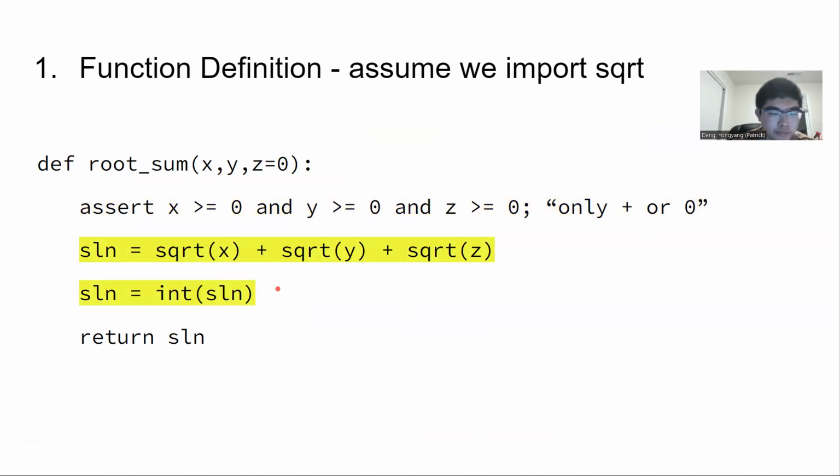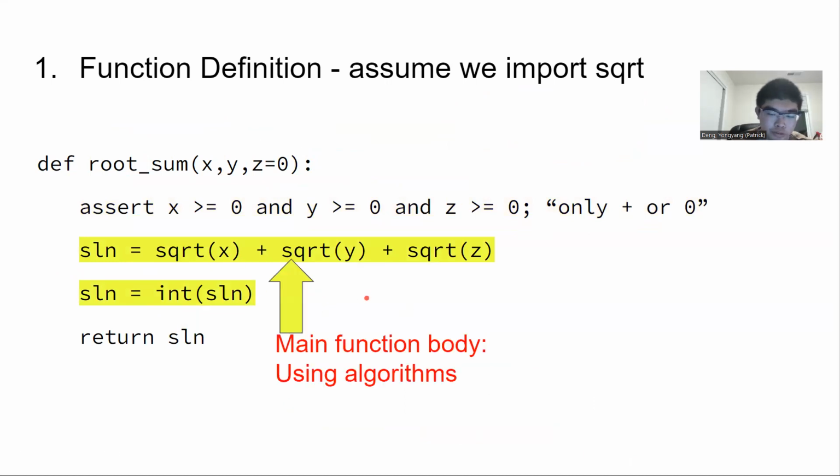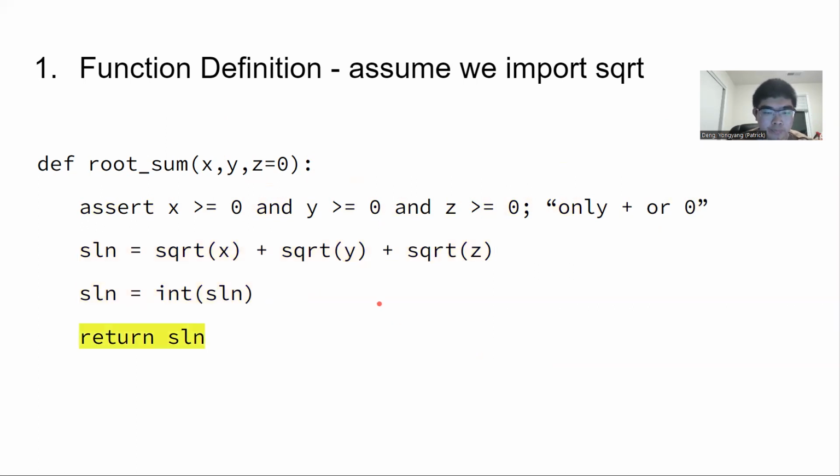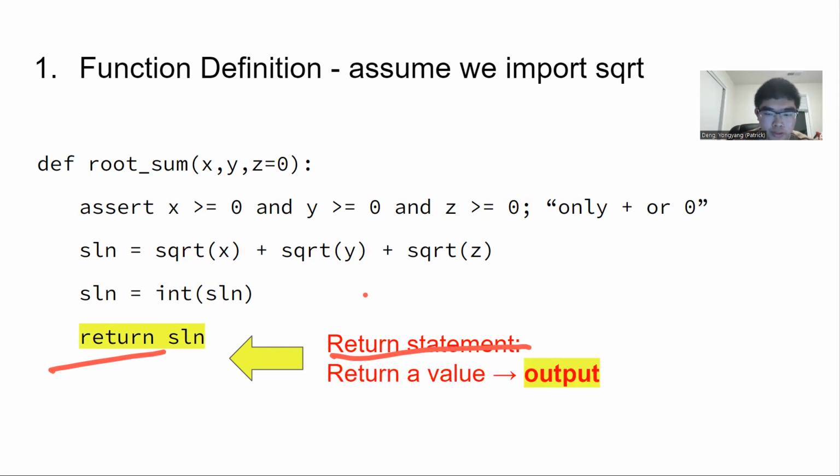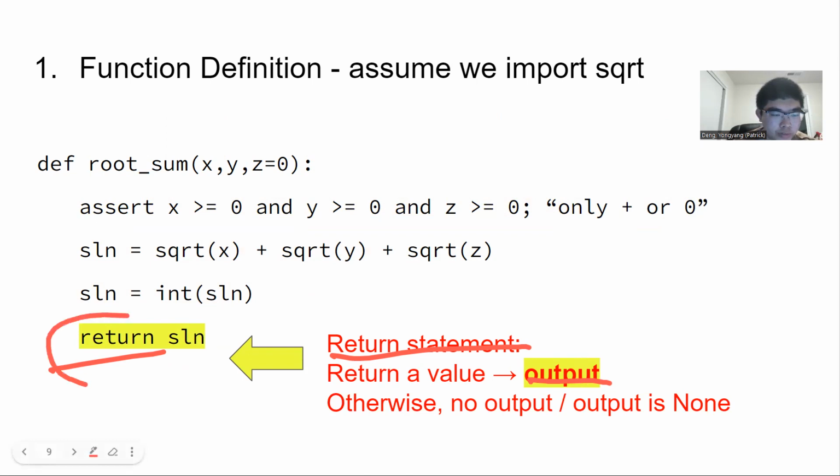The next thing is the main function body, where you usually do some algorithms. The last one is called the return statement. The return statement returns the output of your function. If you do not have a return statement, it will output nothing. If you want to calculate something and you only have the input but don't have a return statement, it will return nothing, and the result of the function calculation will be None.